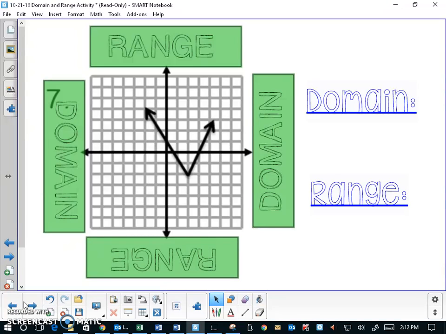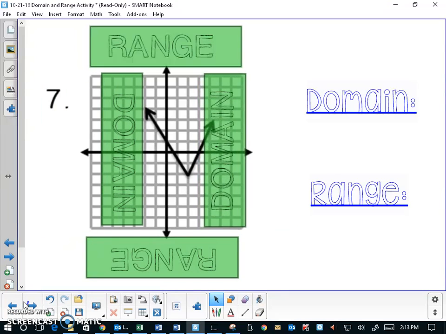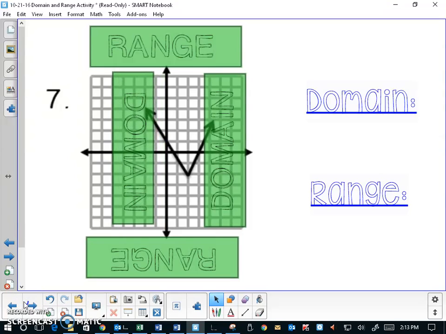So if you see here, I have number 7, and it's this weird V-looking graph, okay? Fold in your domain and range flaps first. So domain, remember, are your X values. So I'm going to go ahead and write X in the middle because I know X is going to be in the middle. And we start from the left and go to the right.